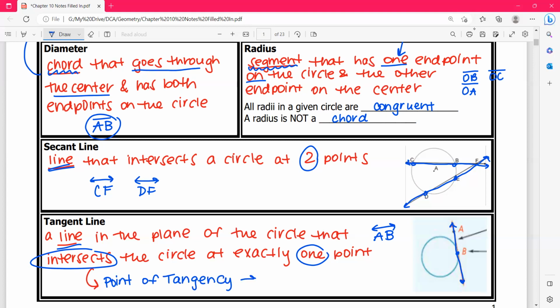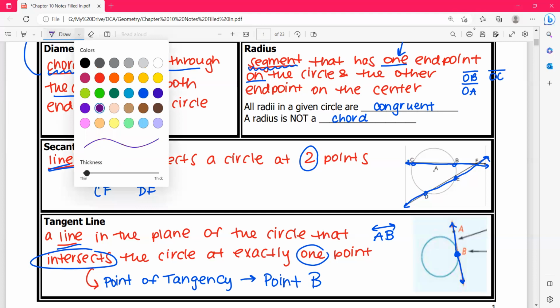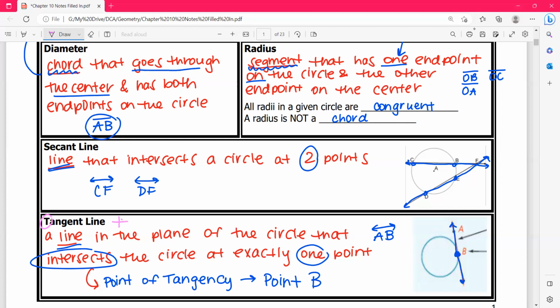So for example, the point of tangency here is point B. That's where the tangent line intersects the circle, just at that one point. Just one way of how you could remember this: T for tangent. Notice if you draw like a T, there's only one intersection right there.